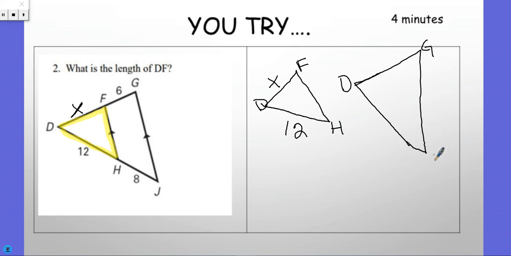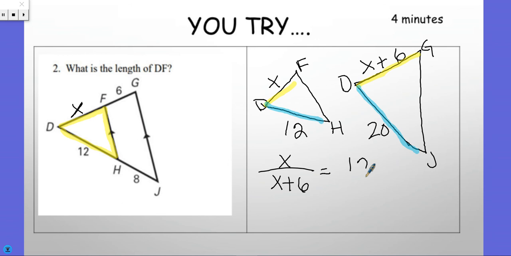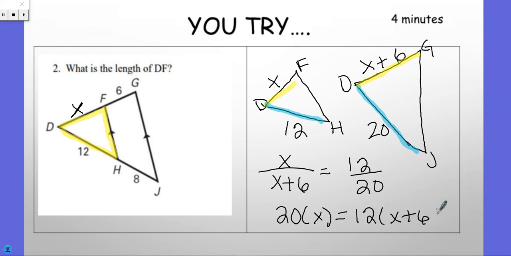And then I'm going to draw the big triangle, D, G, J. So if we look from D to J, it has two pieces here. So 12 plus 8 is 20. And then if we look at the side DG, it has two pieces too. So we get X plus 6. All right, now we're going to match up the matching sides. This side matches this side, and this side matches this side. So here I'm going to say x over x plus 6 equals 12 over 20. And then we're going to cross multiply. So 20 times x equals 12 times x plus 6.